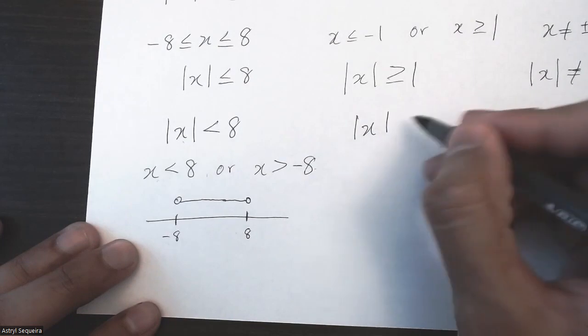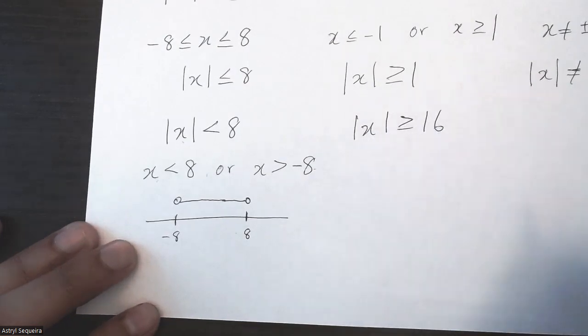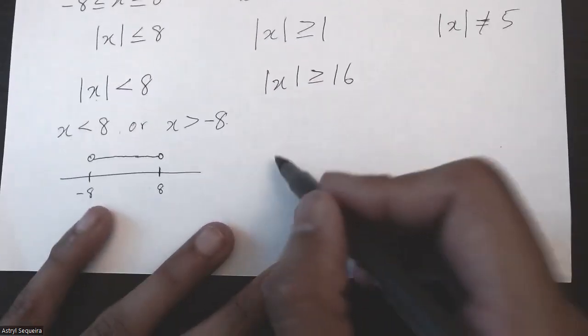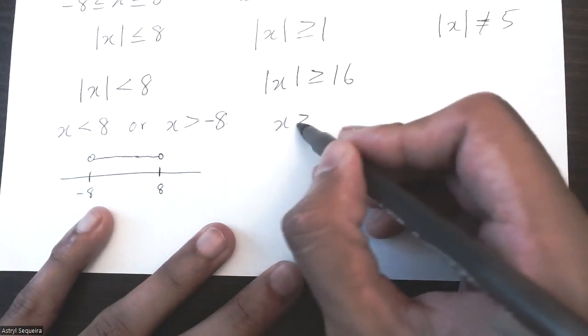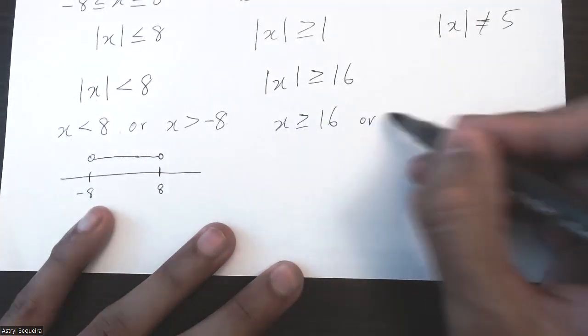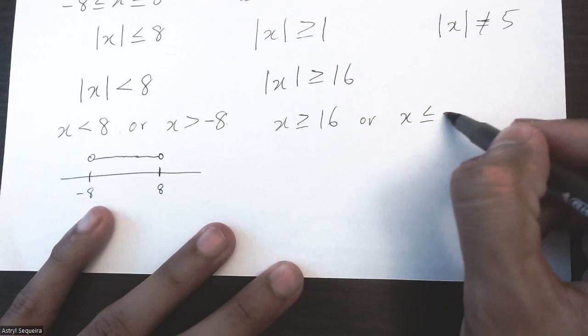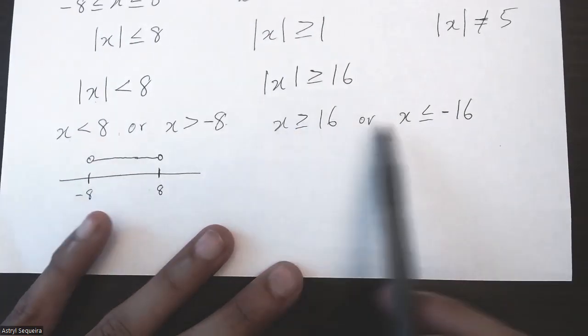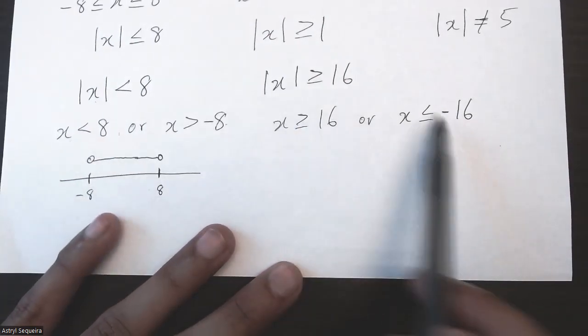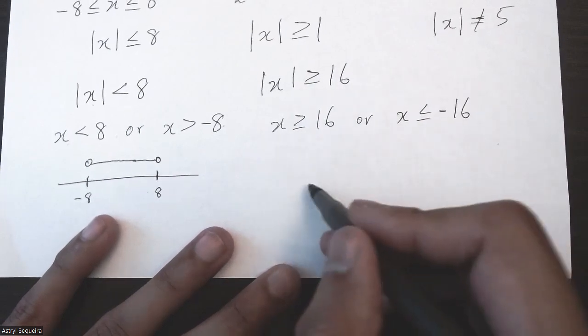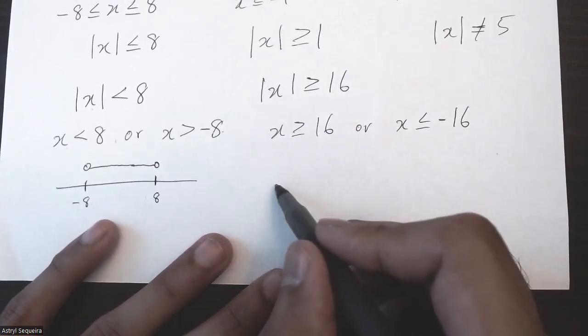Let's do absolute x is greater than or equal to 16 next. So over here, this is the same as x is greater than or equal to 16 or x is less than or equal to -16. Remember, when we switch the sign, we flip the sign of this as well from the original. Do it on a number line now.